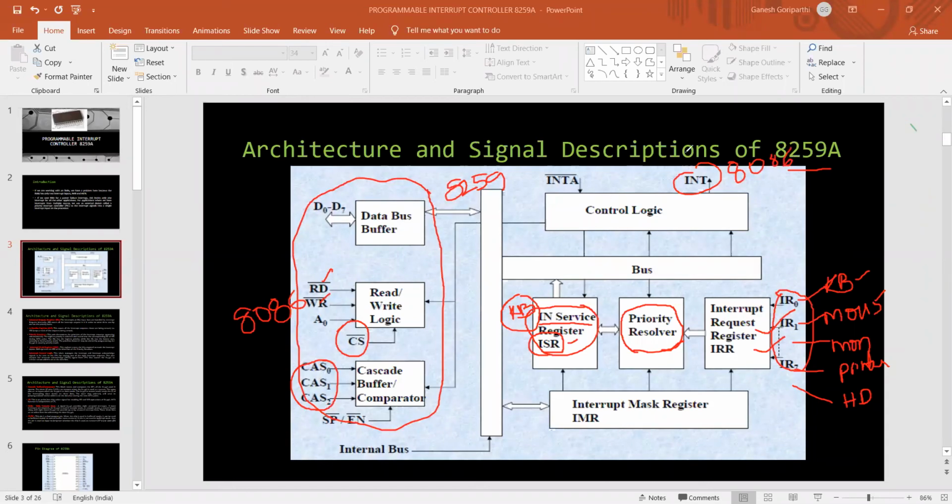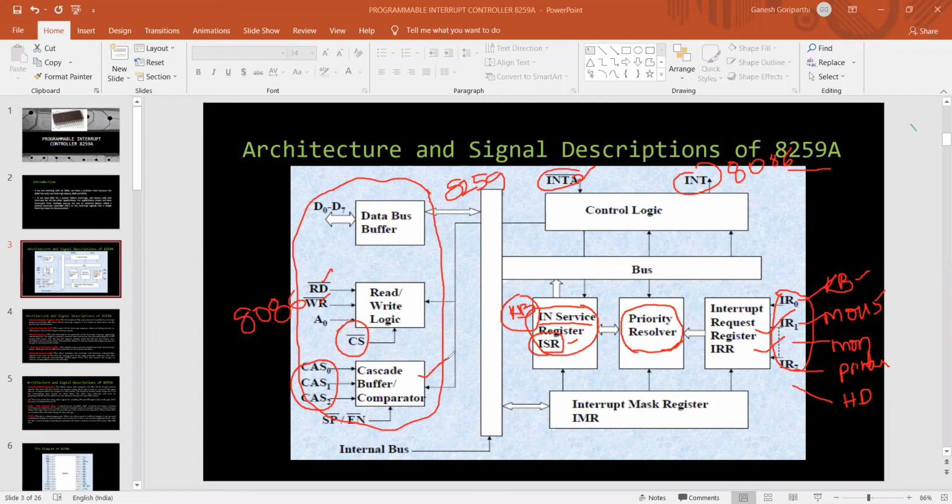And you will get the acknowledgement from the 8086 that we are accepting your interrupt signal, come on, give me the data. That kind of acknowledgement will be given by this 8086. So this is the input signal to the 8086 from 8259, and this is the output signal from 8086 to the 8259. This is how the process of collecting the interrupt, resolving the priority, and serving the interrupt happens. Now we are left with this particular block.